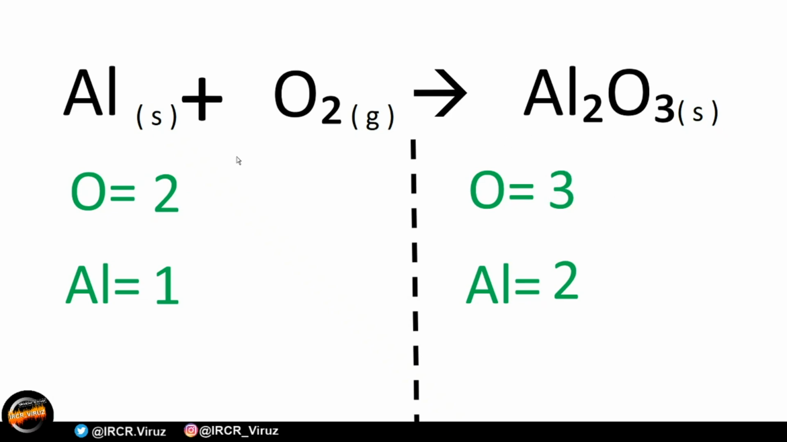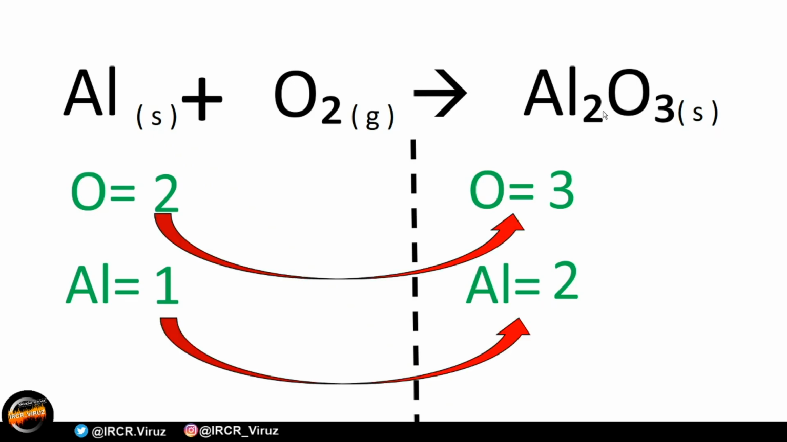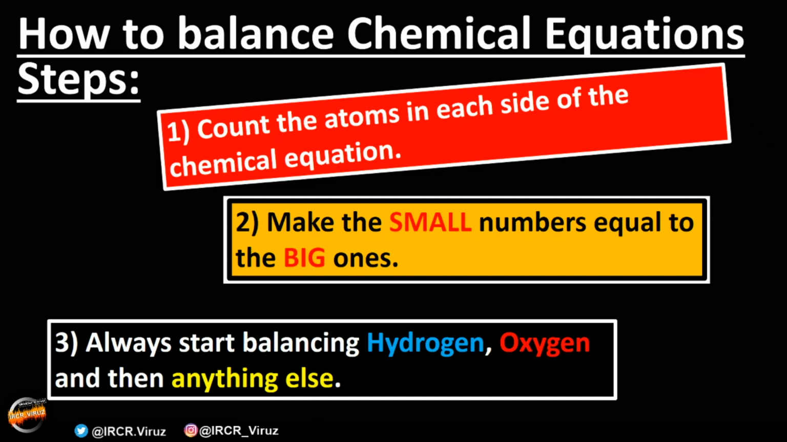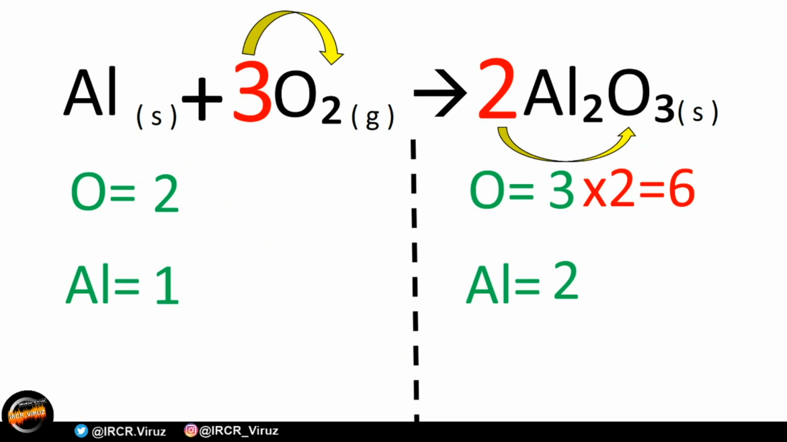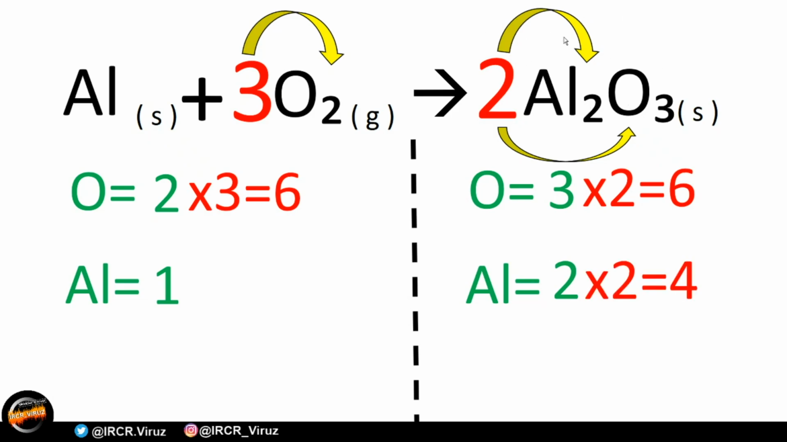So what I tend to do, if they are the same element, is swap those around. I'll multiply the one on this side by 3 and the one on that side by 2. Small number equal to the big one. Start with hydrogens: we don't have any hydrogen, so we start with the oxygens. There's the 2 that comes from this side, and the 3 that comes from this other side. So we have 2 times 3 equals 6, and 3 times 2 equals 6, and now our oxygens are balanced. However, because this aluminium is also part of the aluminium oxide molecule, we have to multiply it by 2 as well, and that gives us a 4.